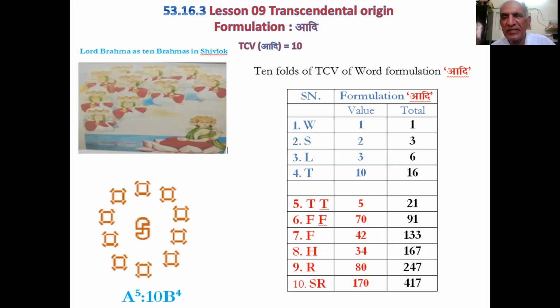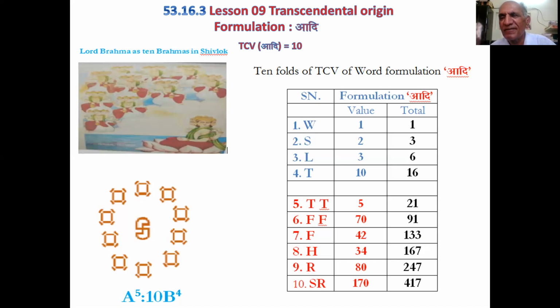Sadhakas fulfilled with the intensity of urge to be parallel with Vedic systems shall draw a table of all 10 folds of the TC value of the formulation Adi. On the computer screen is the tabulation of all these 10 folds, and these values are tabulated in column 2 as 1, 2, 3, 10, 5, then 70, 42, 34, 80, and 170. The summation value, the grand summation value, is 417.